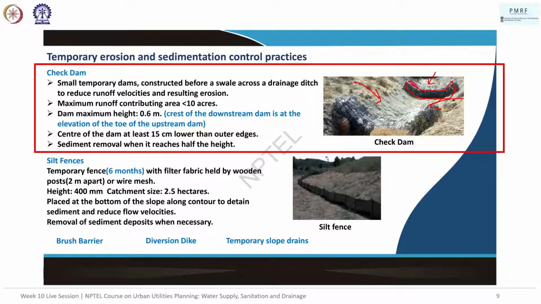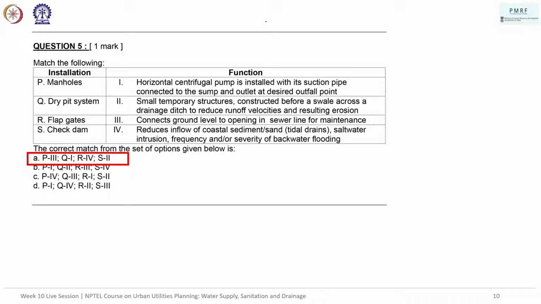Once this check dam is built, water will have to flow very slowly over this, right? It gets collected here, gets stopped, and then flows over the check dam once the volume is more than the check dam's capacity. Or even if it's not, even if there is a bit of bounce, it reduces velocity. That's the entire idea, right? So yes, the answer is A. Any questions on this?